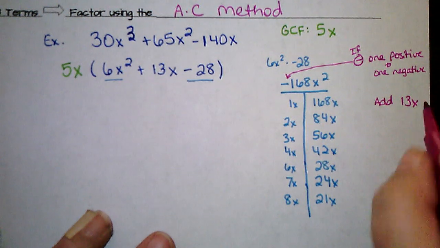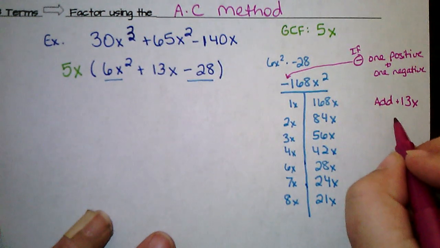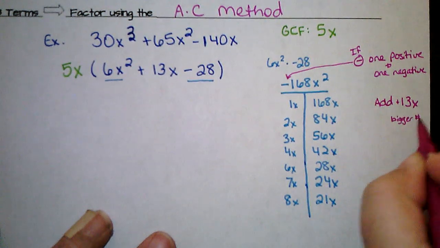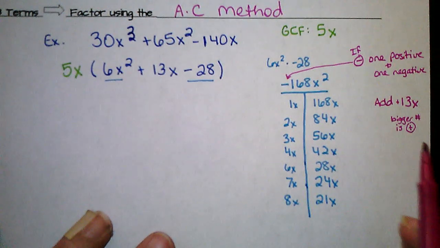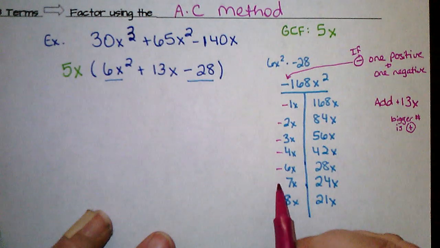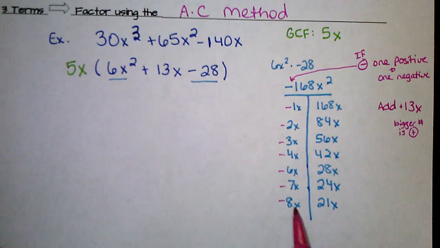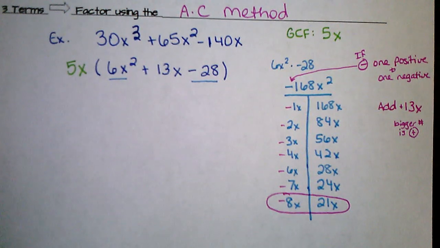So if I need them to add to give me a positive 13x, that tells me that the bigger number is going to be the same sign as this. So the bigger number is going to be positive, and all these smaller numbers are going to be my negative. So I'm trying to get 13. And if I look, it looks like 8x and 21x give me 13.